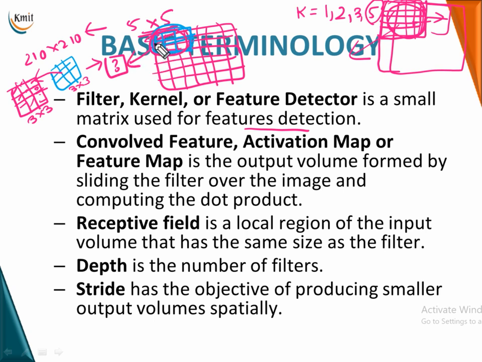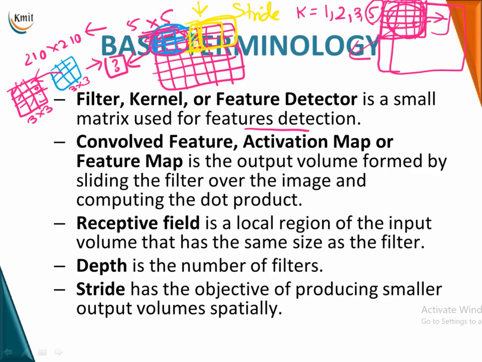Now this is only this part of the feature. What do I require to go to the next? It is my wish: I can go with the next 3 pixels, or if it is a bigger image, I can leave some pixels which I think are not relevant and jump on to the next 3. Whenever you want to produce a smaller output volume, you skip some pixels and then take the next receptive field. This is what we call a stride.